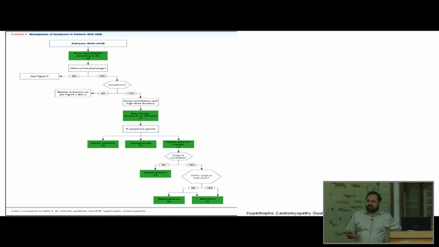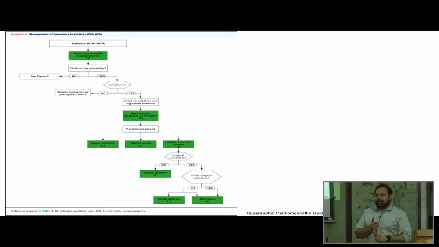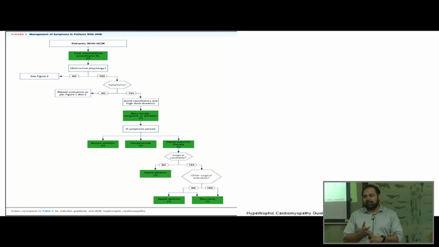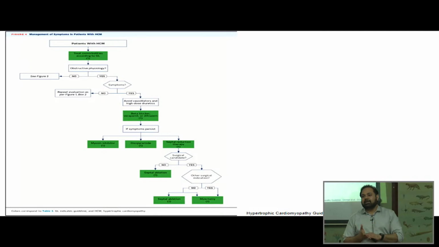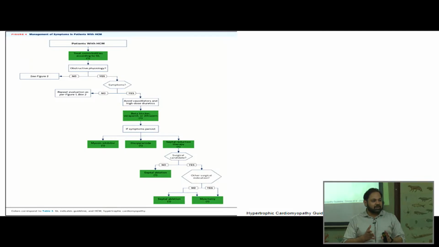This is the protocol, the same thing I have discussed. For an obstructive patient with symptoms, go ahead with medical therapy, start with a beta blocker, calcium channel blocker, disopyramide. If not responding and persistently symptomatic, these are candidates for surgery. If the patient has an associated structural abnormality, go ahead with surgery. If not, or if there is a contraindication for surgery, not a good candidate for surgery, go with alcoholic septal ablation. If the patient has a prior history of cardiac arrest or ventricular arrhythmia, go ahead with ICD.